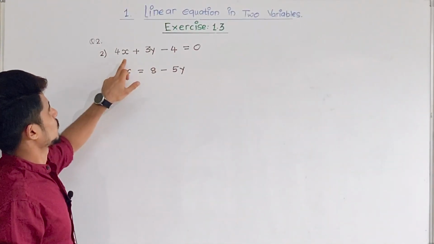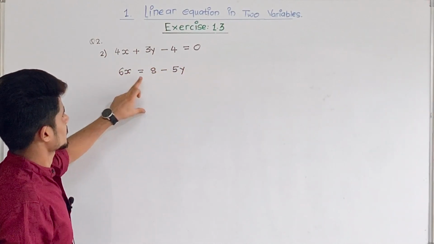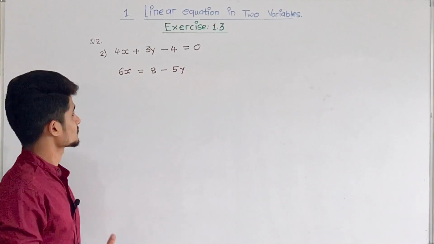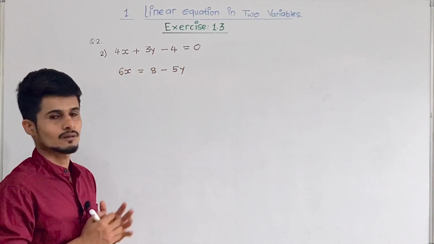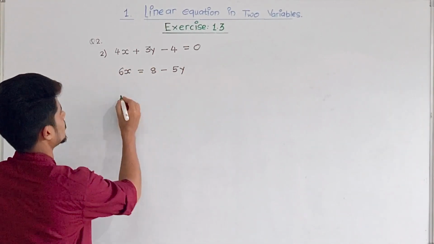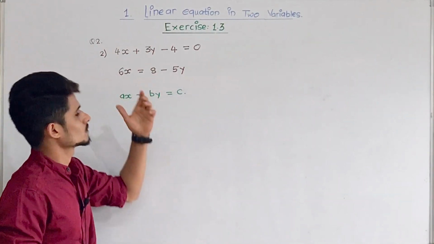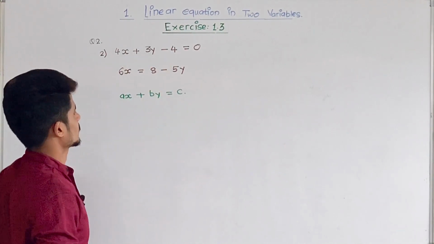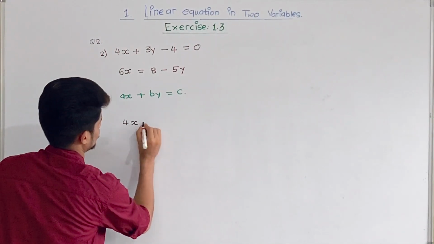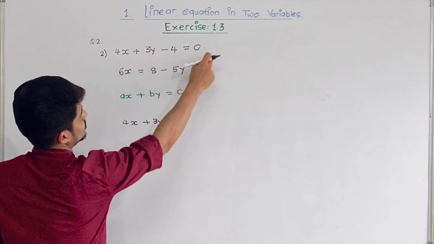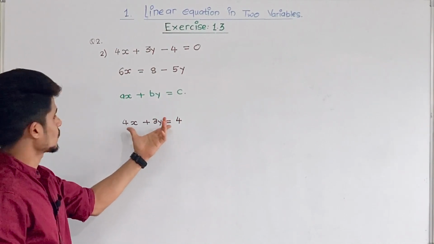Second sum. The equations are 4x plus 3y minus 4 is equals to 0 and 6x is equals to 8 minus 5y. Firstly, we have to write the equations in a general form. The general form is ax plus by is equals to c. So we need to write the equations in a general form. So the first equation will be 4x plus 3y minus 4, the 4 goes to the other side, plus 4, is equals to 4. So this is the general form of equation.